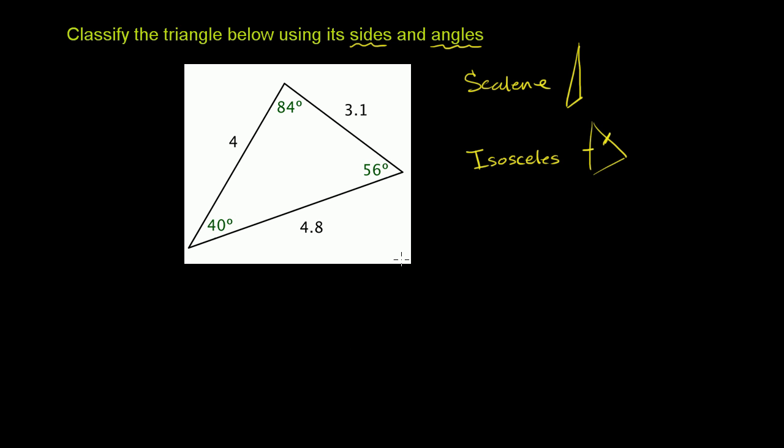And if all three sides have the same length, you are dealing with an equilateral triangle. So an equilateral triangle might look like this. All three sides have the exact same length.